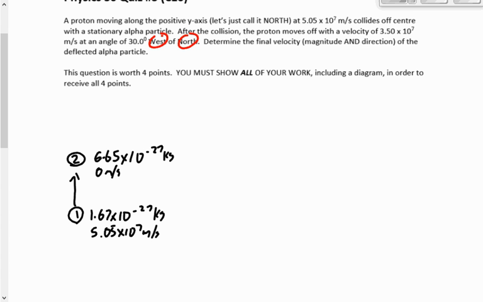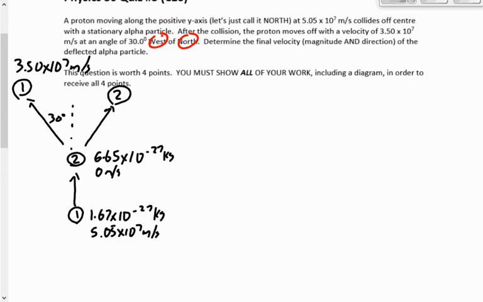Now this question tells me that the proton goes off at an angle right here of 30 degrees west of north. We've got to make sure that we label that from the north, not from the west, but it is west of north. I'm not going to label the mass there again because I've already got that, but the speed of this would be 3.5 times 10 to the 7 meters per second. Now it stands to reason that the alpha particle is going to go up here somewhere. We don't know where exactly, but somewhere in that quadrant, right?